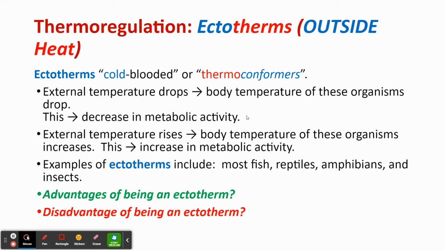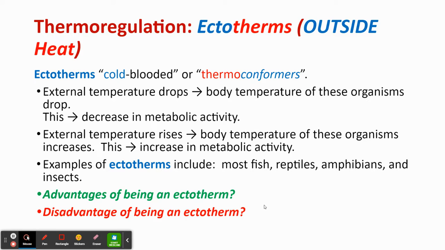And again, what are examples of ectotherms? Plants are ectotherms. Most fish, reptiles, amphibians, and insects are all ectotherms. Now, there are some interesting exceptions to that, like tuna can actually increase their body temperature. And there are some interesting reptiles that can do some stuff too, like alligators and crocodiles.